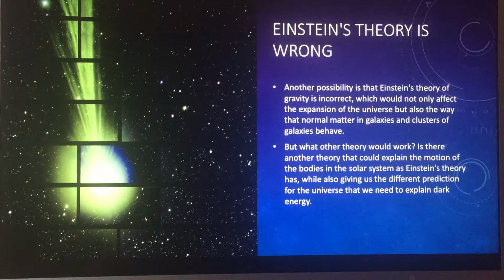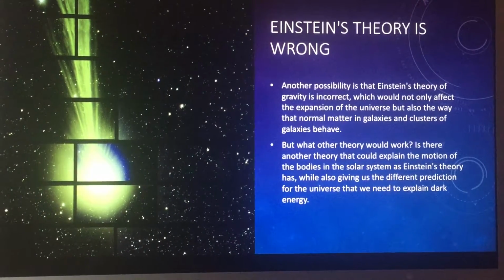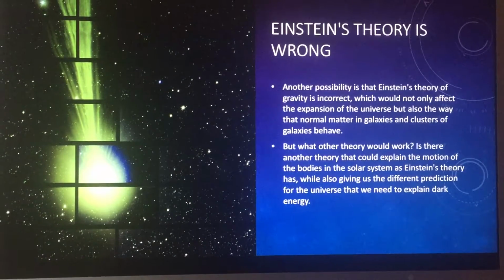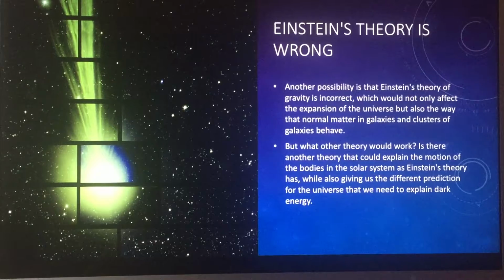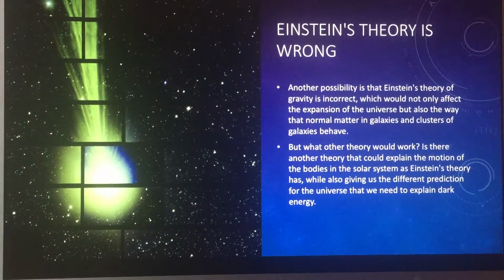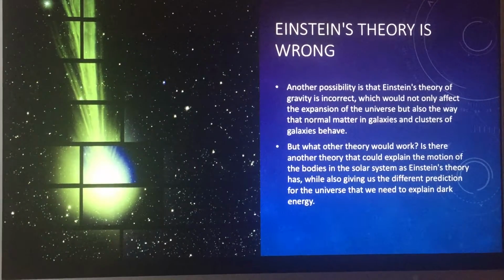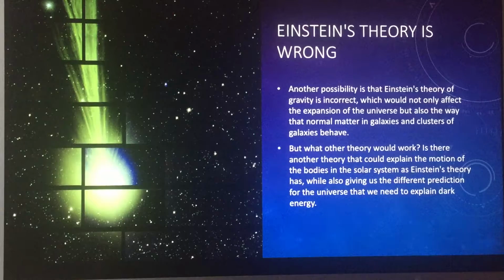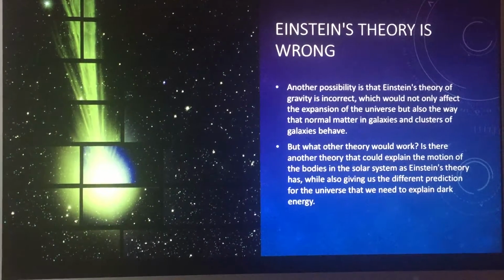Einstein's theory is wrong. Another possibility is that Einstein's theory of gravity is incorrect, which would not only affect the expansion of the universe, but also the way that normal matter in galaxies and clusters of galaxies behave. But what other theory would work? Is there another theory that could explain the motion of the bodies in the solar system as Einstein's theory has, while also giving us the different prediction for the universe that we need to explain dark energy?